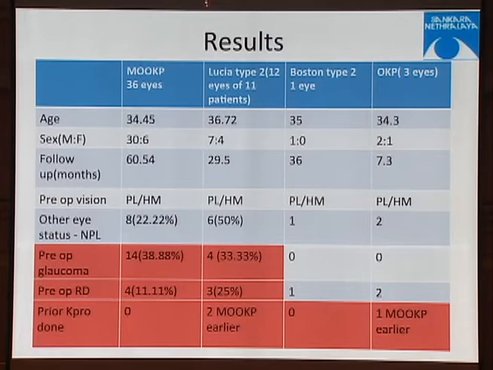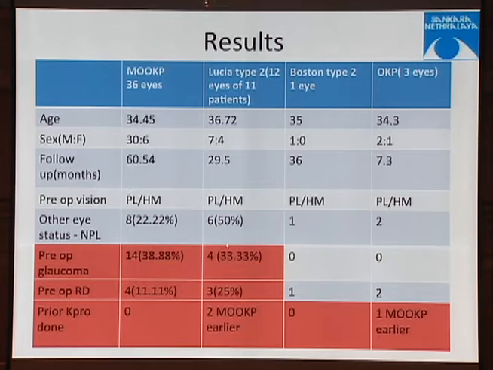Preoperative vision of almost all the patients was hand movements or worse in the eye which underwent surgery. About 20% of patients did not have any vision in the other eye as far as the OOKP group is concerned, and almost 50% of patients who underwent surgery did not have vision in the other eye in the Lucia group. Preoperative glaucoma seemed to be a major concern in both groups, with about 40% having preoperative glaucoma in the OOKP group and about 30% in the Lucia type 2 group.